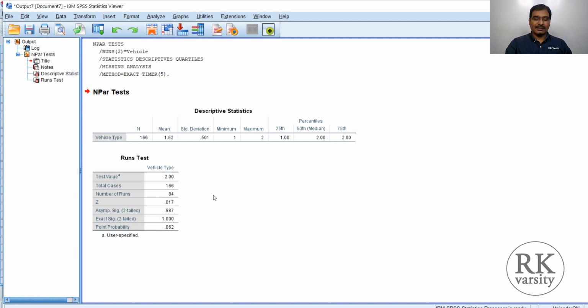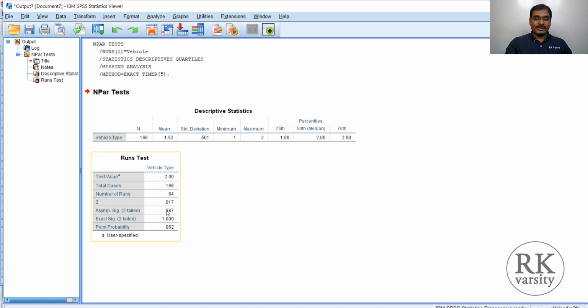In the sense, for 84 times you find different runs, like passenger vehicles at one time, then commercial vehicles another time. So likewise you have 84 runs. The z-score is 0.17, and the asymptotic significance two-tailed value is 0.97. So with this value, we fail to reject the null hypothesis and it indicates that there is randomness in vehicle arrivals at a toll plaza.